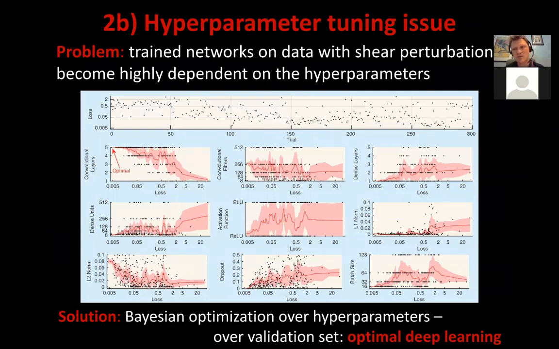Now, the second issue is the hyperparameter tuning issue. Once you do this to train your networks, we found that the performance of the trained networks became highly dependent upon the hyperparameters of the neural network, things like the number of layers, number of convolutional filters, and so on. So it became almost impossible to tune manually by hand to find a good network. We had to resort instead to using Bayesian optimization over the hyperparameters to find a good predictive model. Here is an example of the Bayesian optimization, and you can see the variety of losses that you get for these models while it's optimizing the hyperparameters. And as I emphasized, this is because of the physical augmentation that was introduced to get around this shear issue.